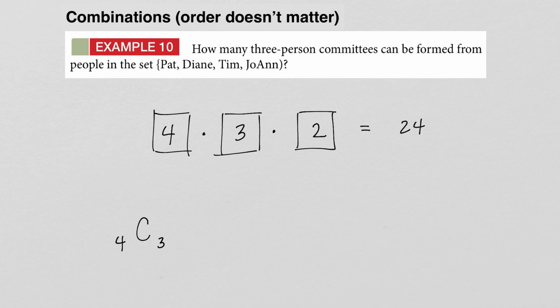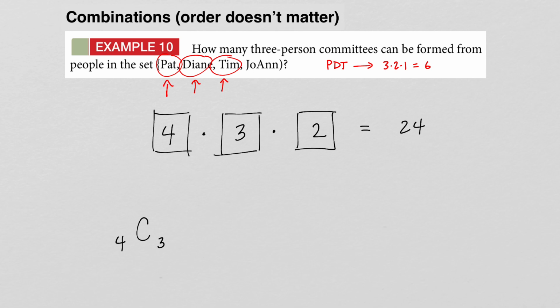But then we have to remember that if we choose Pat, Diane, and Tim, for example, it doesn't matter what order we choose these people in. So we have to think about if we had Pat, Diane, and Tim, how many different ways can you make that committee by choosing Pat first and then Diane and then Tim, or some other order? Well, it would be 3 times 2 times 1. Okay, and that means that there's 6 total.